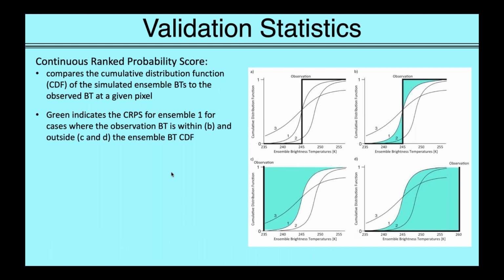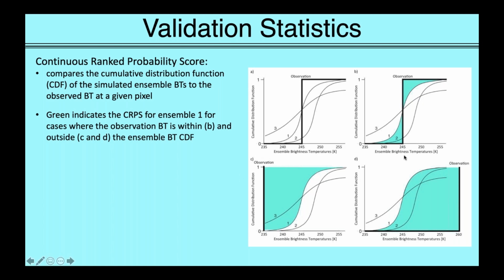So one validation statistic that is just going to be used for this part of the presentation, which is why I'm presenting it now, is called the Continuous Ranked Probability Score. And what the CRPS does is it compares a cumulative distribution function of the simulated ensemble brightness temperatures to the observed brightness temperature at a given grid point. This is why we can't use it in the next part because we don't have an ensemble of brightness temperatures.